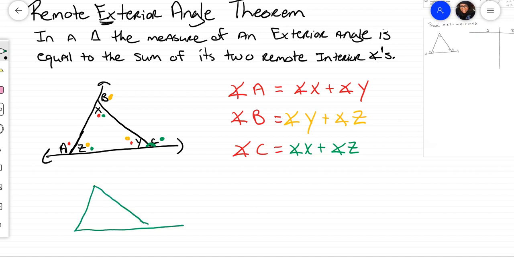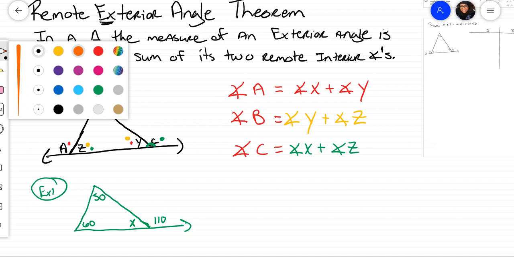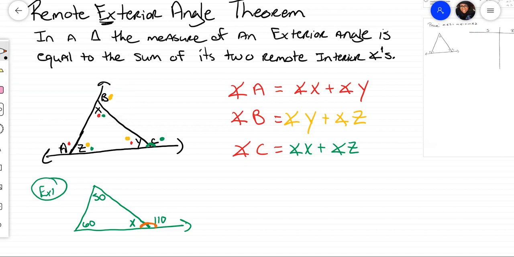So let's say that this angle out here is 110. And this is 60, and this is 50. And I ask you for X. When you are trying to figure out X here, this would be a pretty straightforward example. If I'm trying to figure out X, I could have done it two ways. The first option would have been to know that X is a linear pair with the 110. So I could have just done 180 minus the 110 and figured out that it's 70 that way.